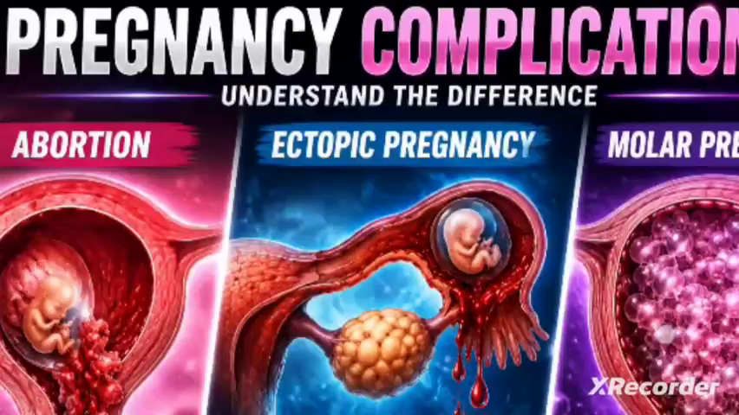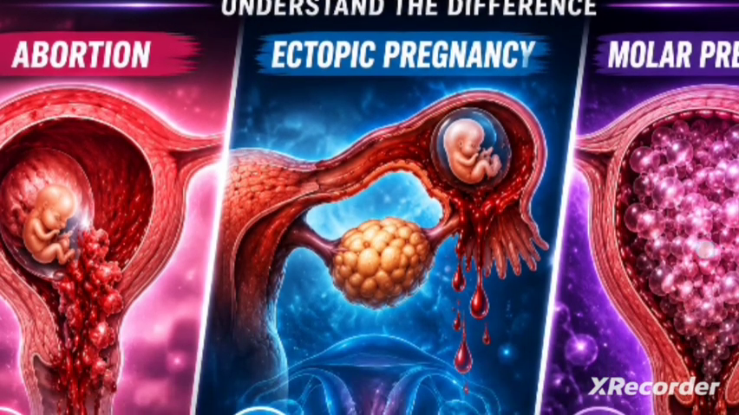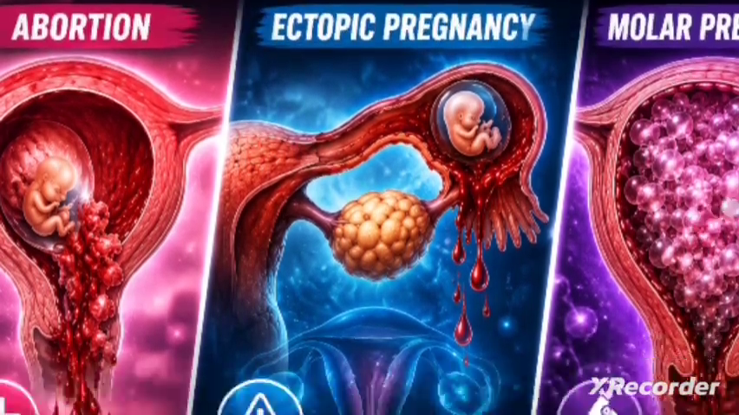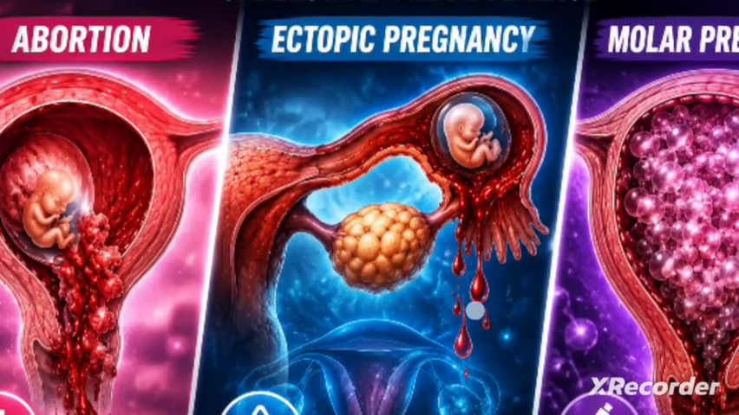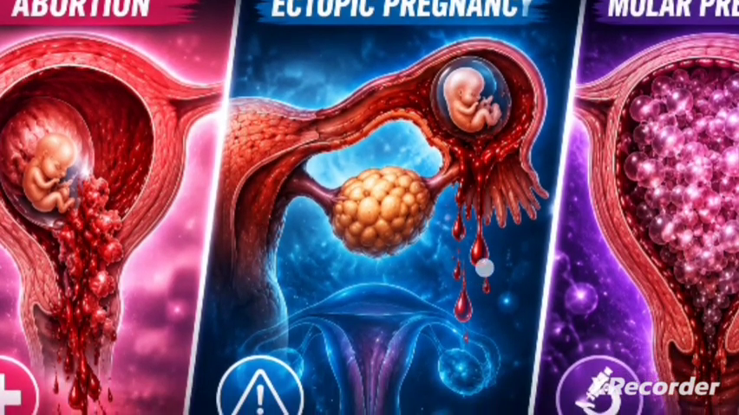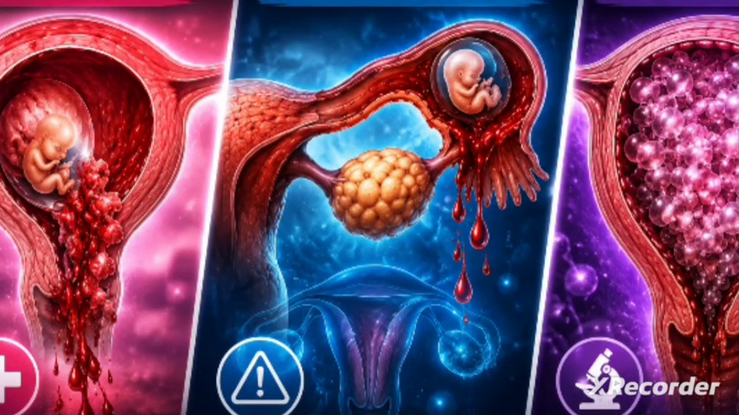So let us start with abortion. We will continue with ectopic pregnancy and then molar pregnancy. So what is abortion? In this diagram, you are seeing a baby. Those are the products of conception.